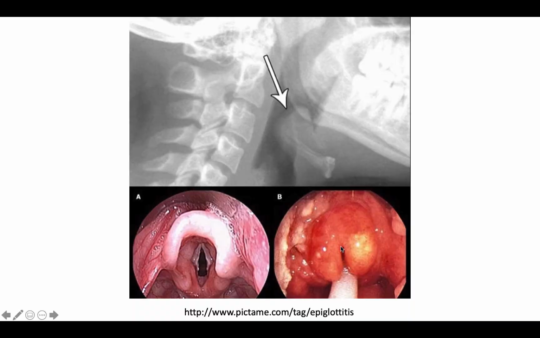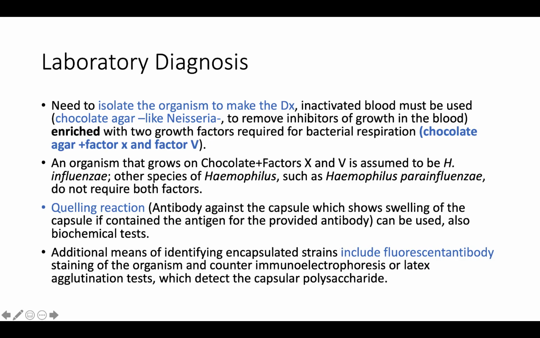This is epiglottitis. Lab diagnosis, we talked about it. You can grow it on chocolate agar, much like Neisseria. You can always use chocolate agar and blood agar for all the organisms that cause meningitis. But this one needs factor X and factor V added to the plate. Otherwise, it will not grow. So any organism that grows on chocolate agar only in the presence of X and V is assumed to be Hib.